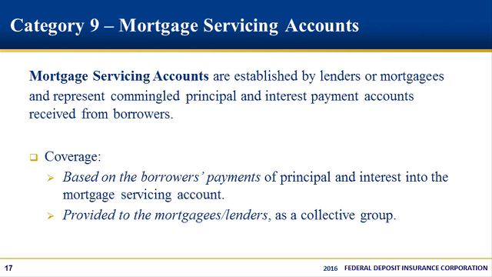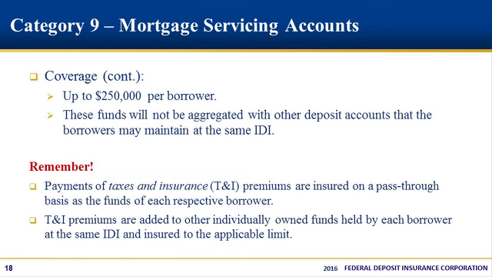The rule for Category 9, mortgage servicing accounts, provides that commingled principal and interest payments, or P&I accounts, established by mortgagees or investors are insured with coverage provided up to the SMDIA of $250,000 per borrower. This coverage is provided to mortgagees or lenders as a collective group and is based on the borrower's payment of principal and interest. For Category 9 mortgage servicing accounts, deposit insurance coverage is up to $250,000 per mortgagor or borrower.